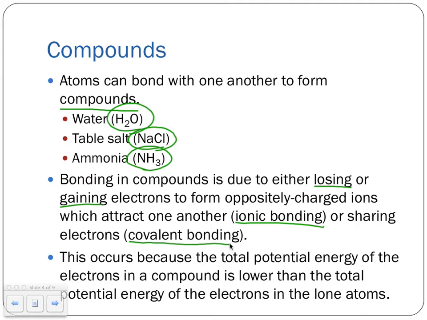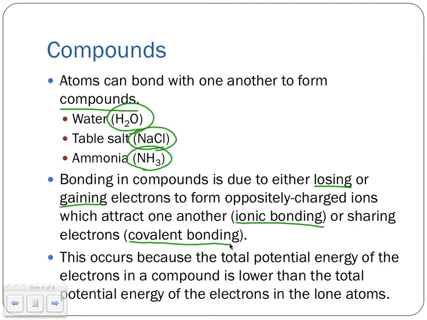If the multiple atoms in the compound form ions, they completely lose electrons or completely gain electrons, then they ionically bond and form an ionic compound. If they, on the other hand, do not completely lose or gain electrons, and instead just share them, then we'd say it's a covalent compound.